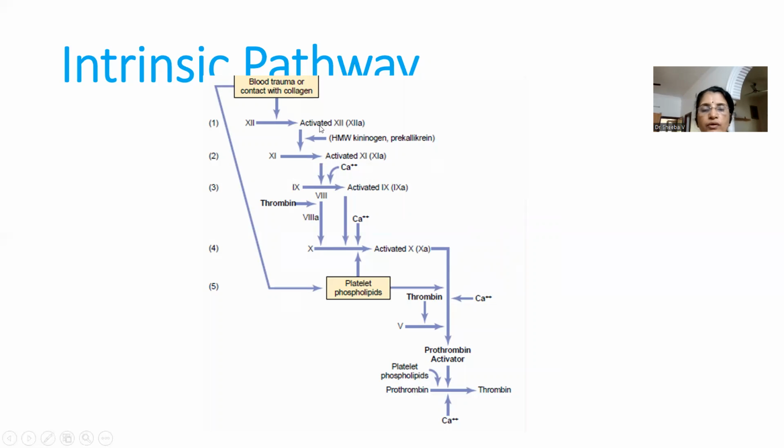When injury occurs, when the blood is exposed to collagen and surrounding tissues, the intrinsic pathway is activated. Here, at first, factor 12 is released. As written here, blood trauma or contact with collagen causes the release of factor 12, that is the Hageman factor. As factor 12 is released, it is activated: 12A, that means activated factor 12.